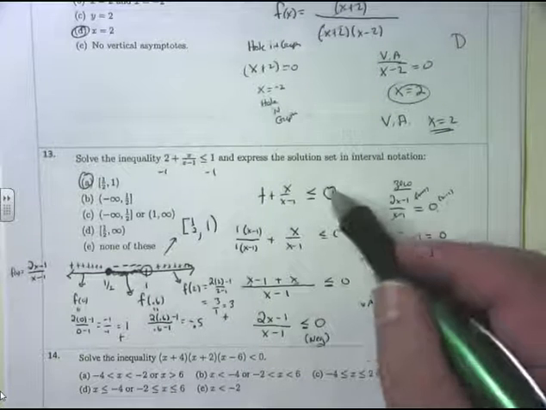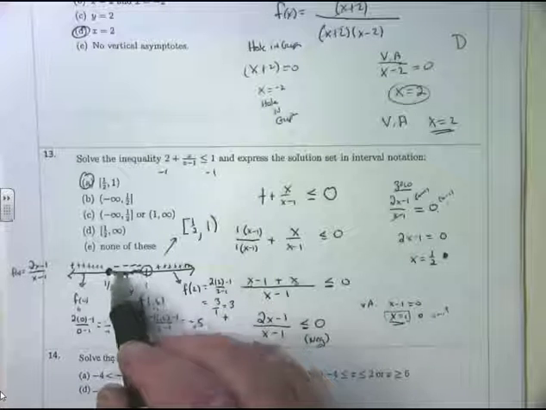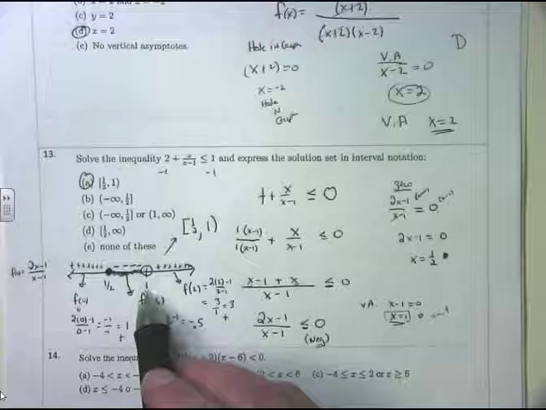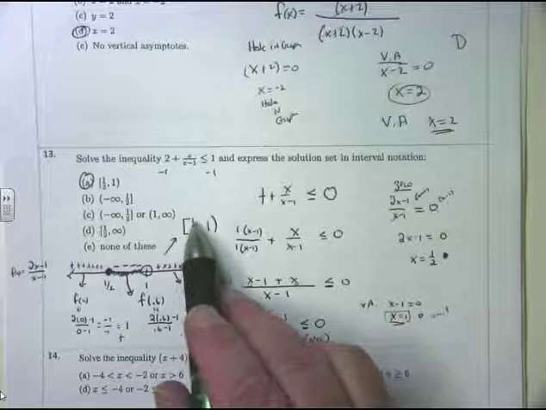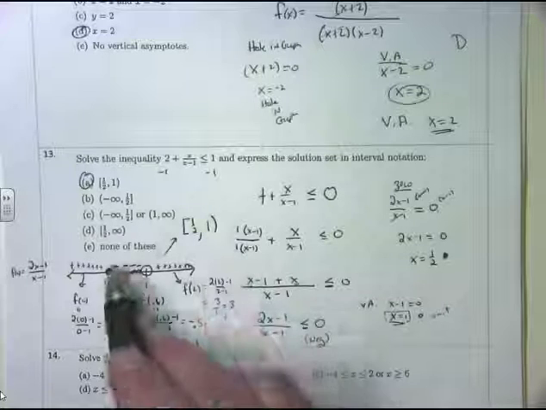Then I look at my inequality. I want less than or equal to 0. I want the negatives. So I shade my negatives, and that's between 1/2, including it, and 1, not including the 1. So, bracket 1/2, comma, 1, parenthesis. So the answer is clearly A.